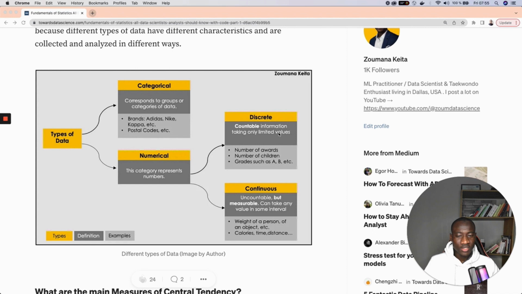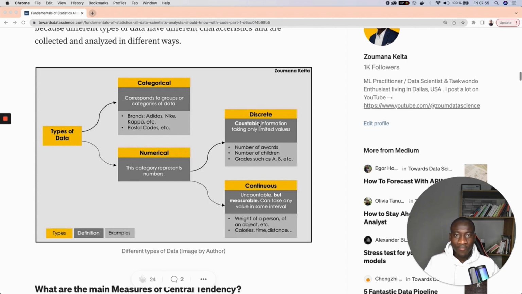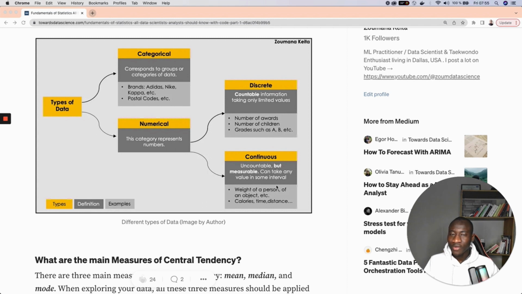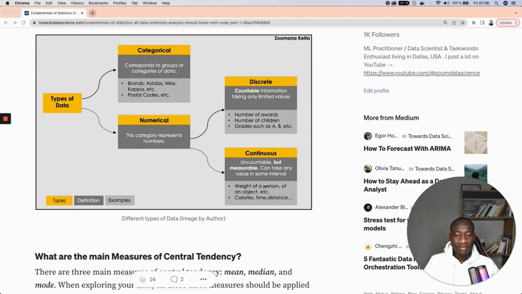What is discrete data? Discrete data is something that is countable, information that has a limited number of values. It can be the number of children someone has. It can also be the number of awards that someone has received. When it comes to continuous data, those are not really countable, but they are measurable, like the weight of a person, the number of calories someone has consumed, or the distance someone has walked or run. So these are the main types of data that we can encounter when performing data collection.